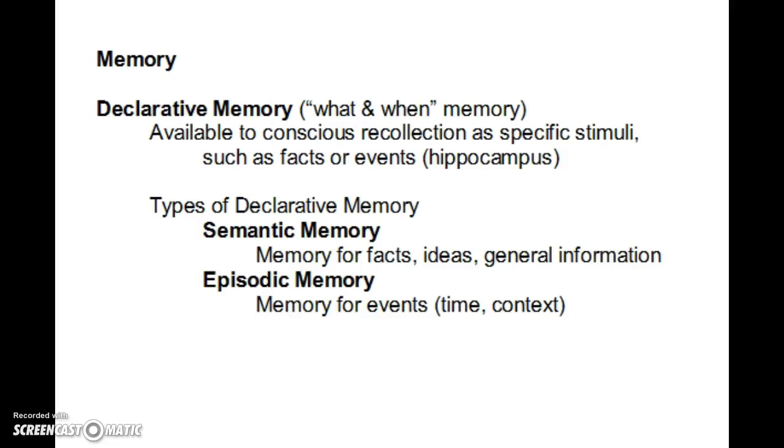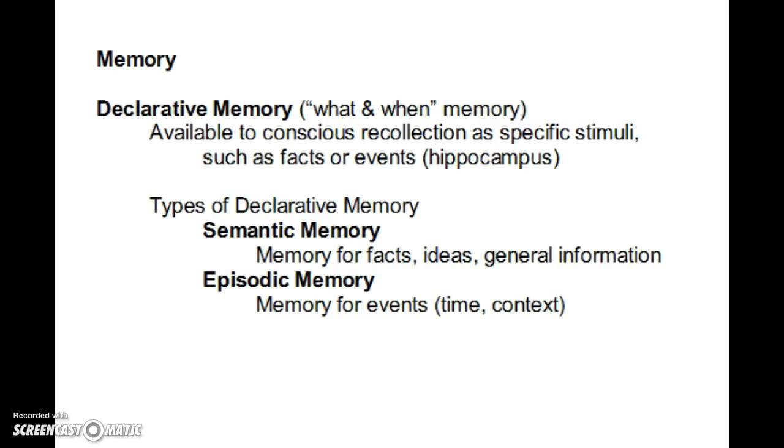For today's online lesson, we're going to take a look at memory and look at some of the anatomy that underlies this particular cognitive process. One type of memory is declarative memory. You might think of this as your what and when memory. And it's memory that's available to conscious recollection as specific stimuli, such as facts or events.